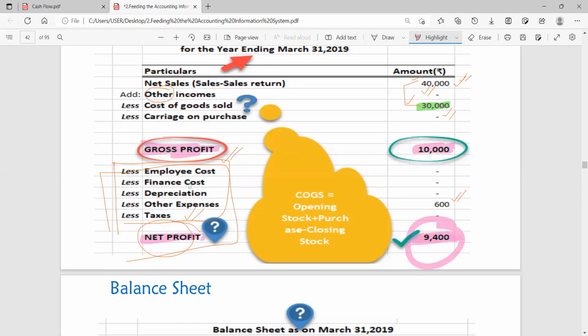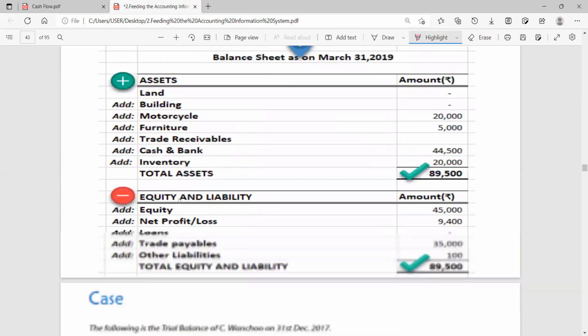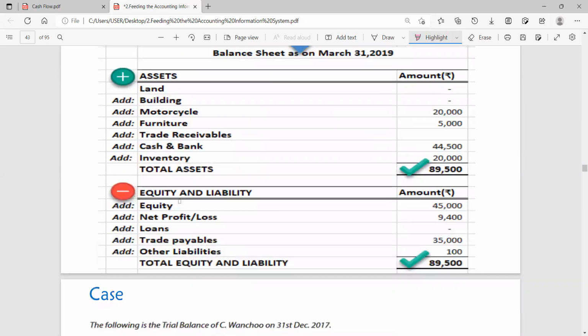9,400. As I told you, this net profit is to be given to the proprietor through its capital, because the proprietor is having the fund in business. So we do not hand over the net profit to the proprietor immediately after calculating it. Rather, we add it to the proprietor's capital. That we have to remember. So here you see, this is the net profit added to the capital.